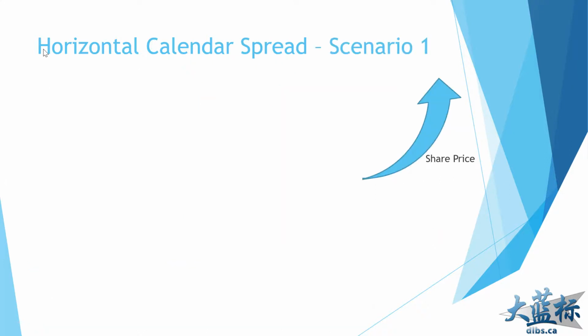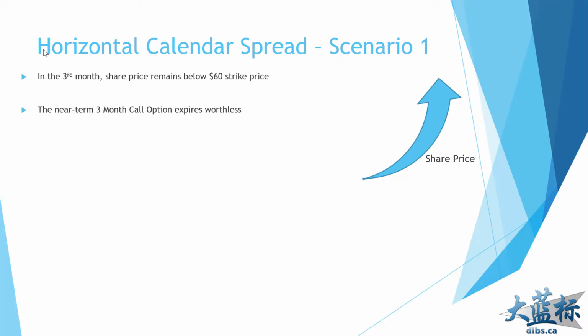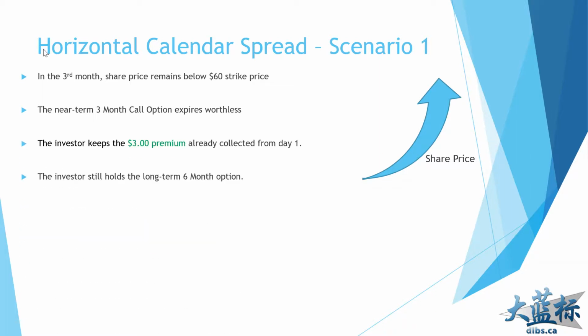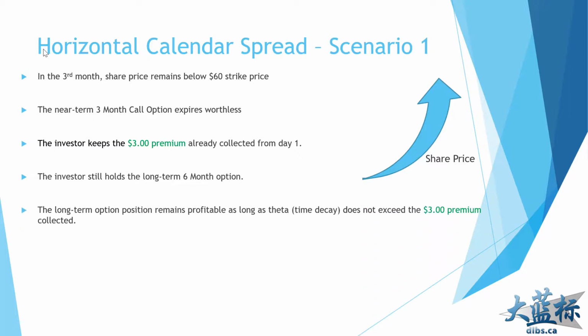Here are 3 scenarios that may play out. First one is hopefully in the 3rd month, the share price remains below $60. So therefore my 3-month call option that I sold expires worthless. I keep the money that I collected from day 1. The investor still holds the 6-month call option. And as long as the longer term position remains profitable so that the time decay does not erode the 3-month premium that I collected, I'm in a good position.